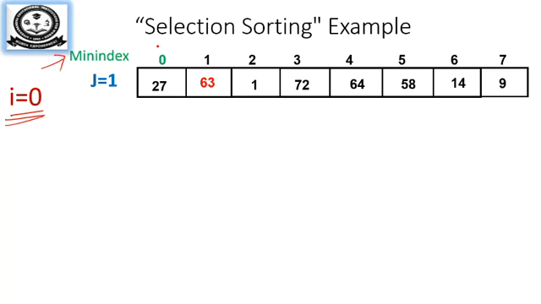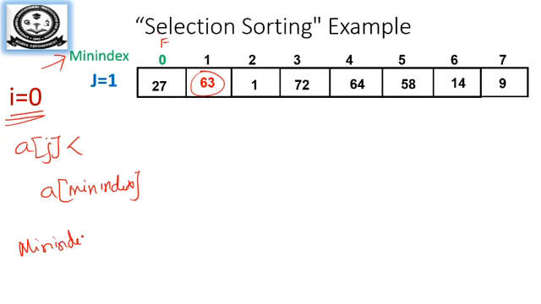Initially I will be in the 0th position and min index also will be in the 0th position. So I will compare with the remaining elements other than the first position: 63, 1, 72, 64, everything will be compared. If A of J, that is this element, is less than A of min index, then your min index will be updated. We don't swap it, min index will update with the J value.